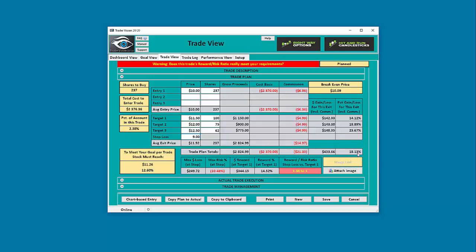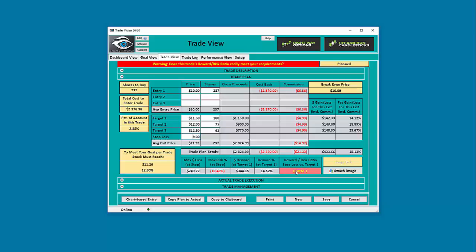Overall, the trade would be 18.13%, and as you can see, we're risking $249.72, which was less than that $250 that we specified as our max, for the chance of making 344.15 at the first target.